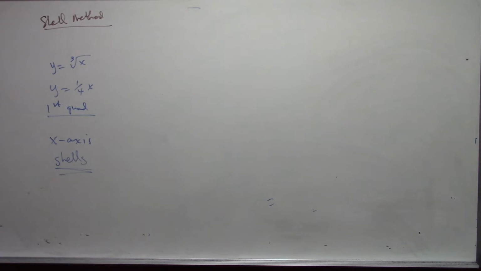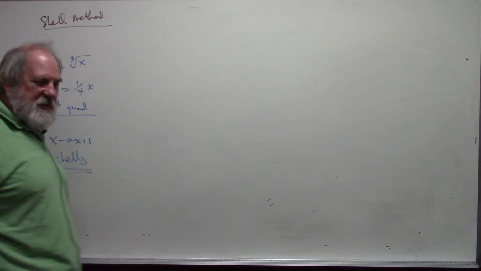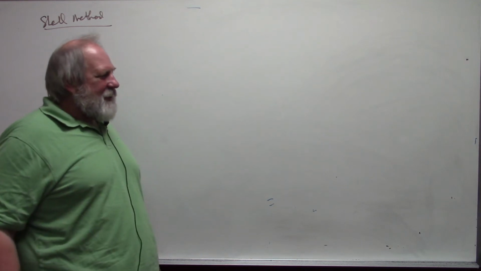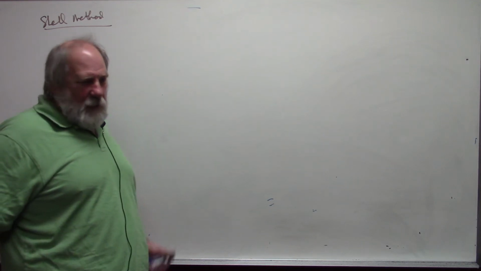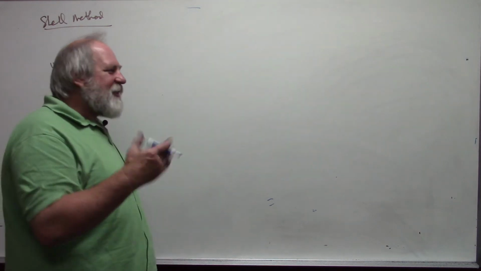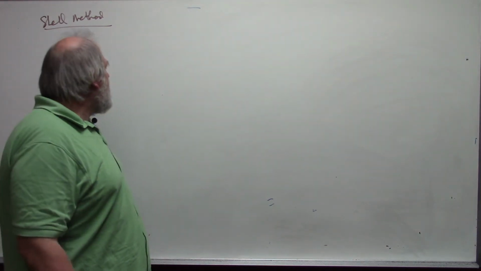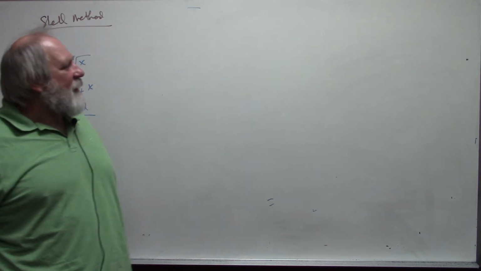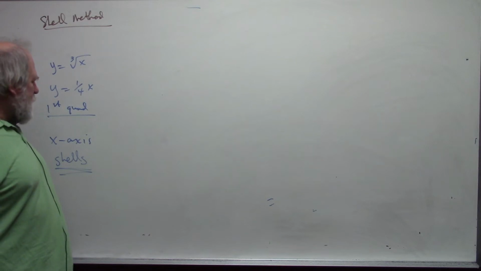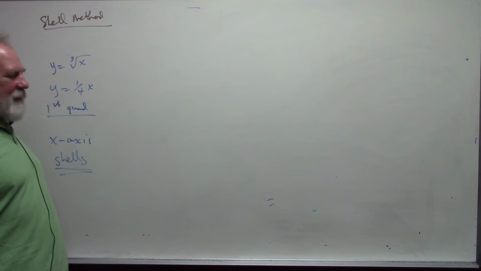So you will be told whether you want to use discs or washers or shells. Well, discs and washers, it will depend on the specific nature of the graph. As I said, if the rectangle is perpendicular to your axis of rotation, we're using either discs or washers, and if the rectangle always hits the axis, it is discs. If it sometimes doesn't, then we're using washers. Shells, you'll be told to use shells.